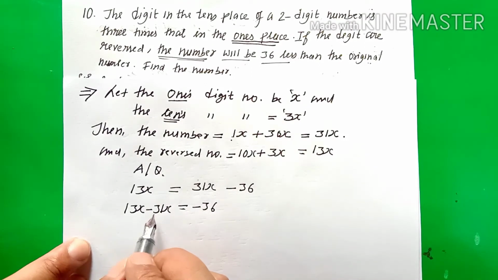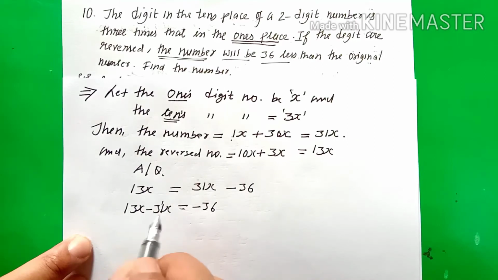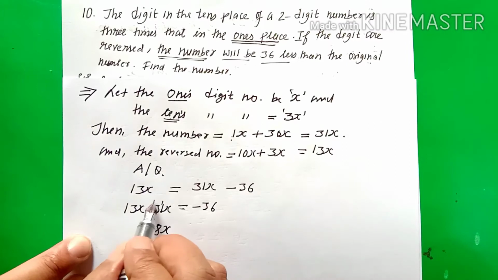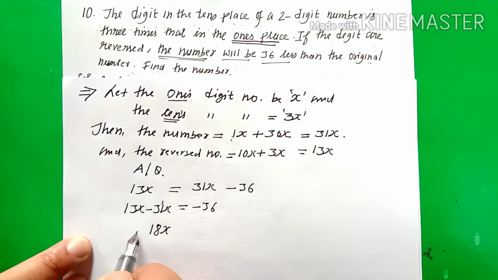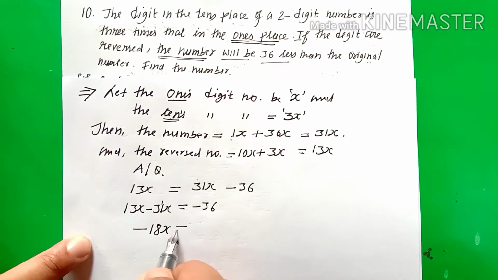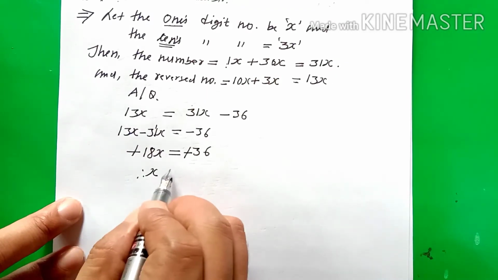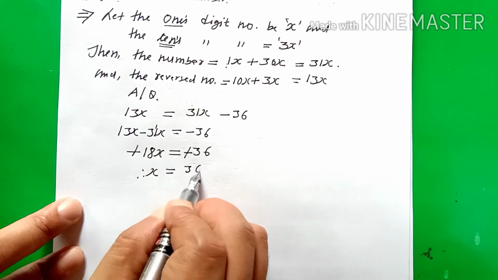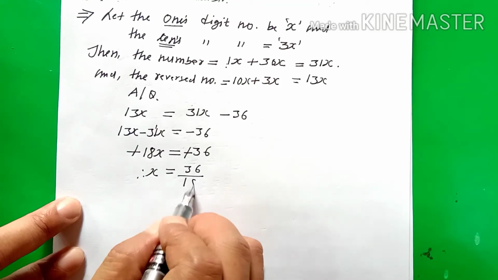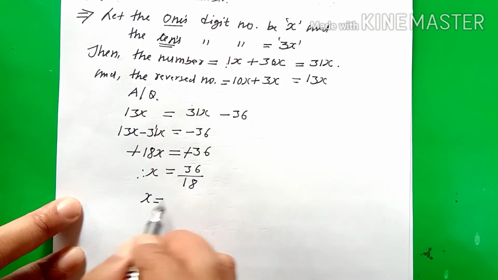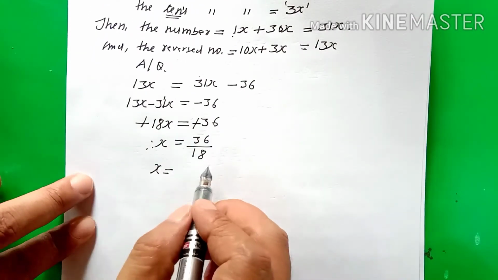Again, now 31 minus 13, so 11 minus this, which is equals to 8x. Again, 2 minus this will be 1, but the sign will still be negative, which is also equals to minus 36. Minus minus are plus, so we can cancel here. Therefore, to get the value of x, which is equals to 36 upon 18, you can cancel here, it's divisible by 18.